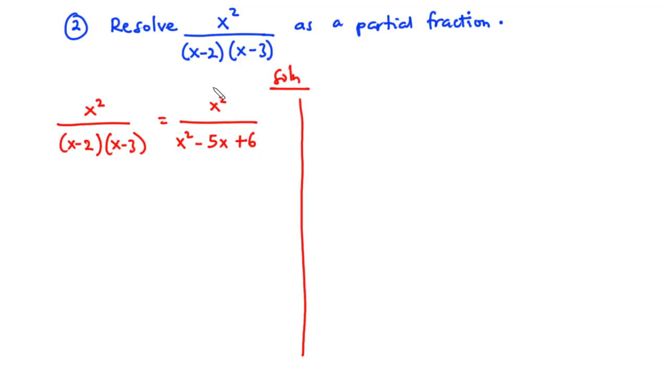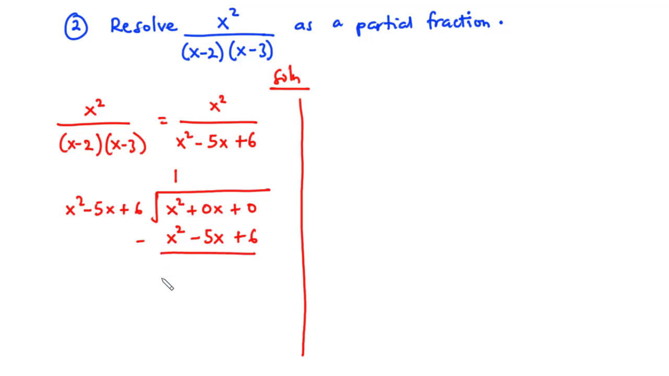Now we are going to divide x squared by x squared minus 5x plus 6. So we have x squared minus 5x plus 6 on the outside, and x squared inside the division bracket. This is the same as x squared plus 0x plus 0. x squared divided by x squared is 1. So we have 1 times x squared, which is x squared, 1 times negative 5x, which is negative 5x, and then 1 times 6, which is 6.